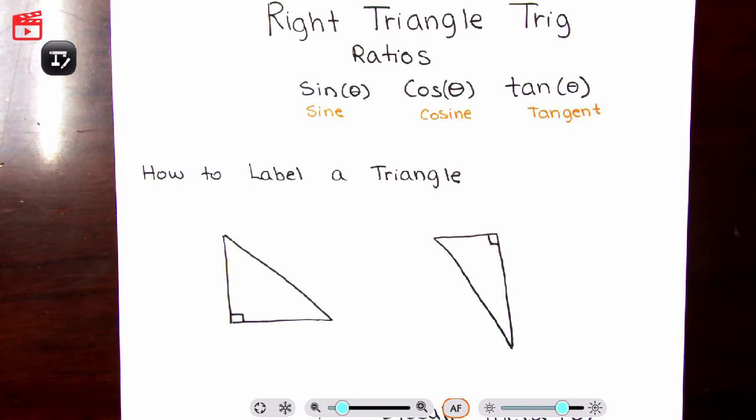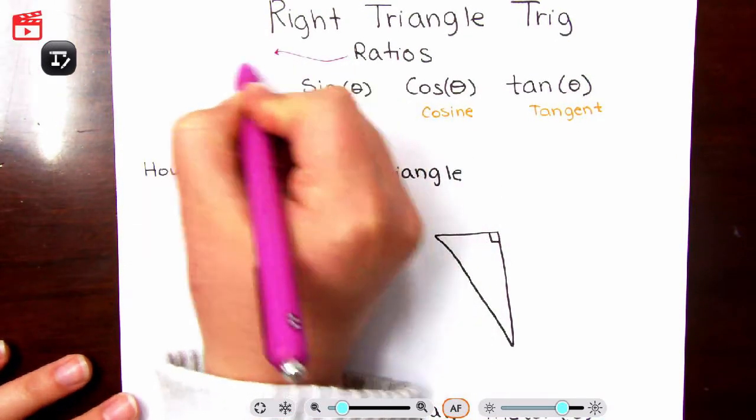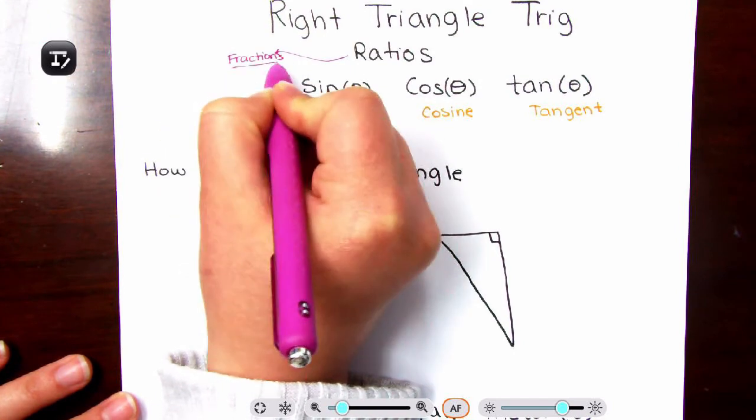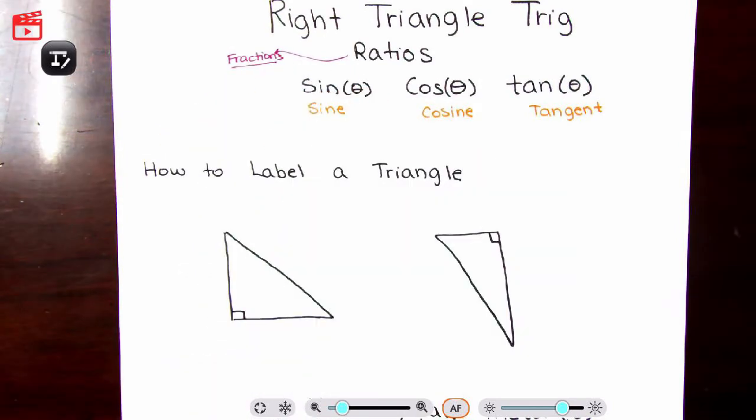In this video, we are shifting from right triangles into right triangle trigonometry. So the first thing we need to know is there are these ratios. Ratios is just a fancy word to say fractions. So we have these fractions that depend on how we label a triangle, and where in the triangle is something called our theta, our eyeball, our angle.